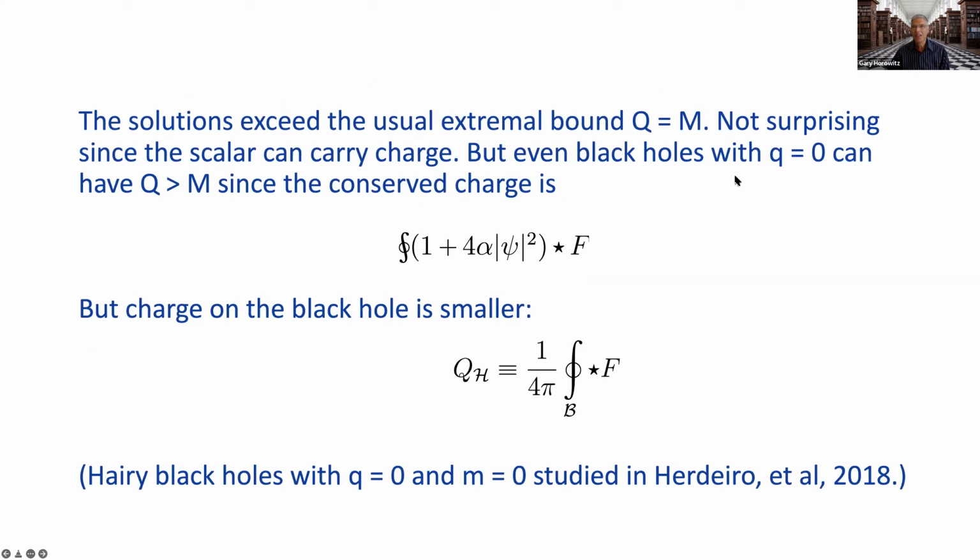But it turns out that even if the scalar field was neutral, if you set Q to 0, hairy black holes can have Q bigger than M. Since the conserved charge in this theory, because of that extra term, is not just the integral of the dual of F as usual, but it includes this extra factor. So the charge on the black hole can be, say, Q equal to M, but the total charge, the charge that's conserved at infinity, can be bigger.